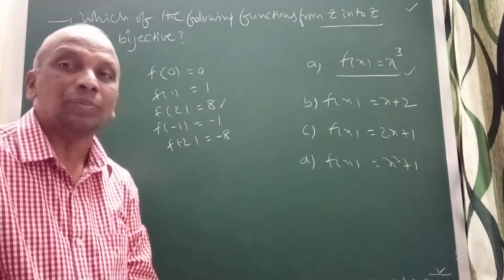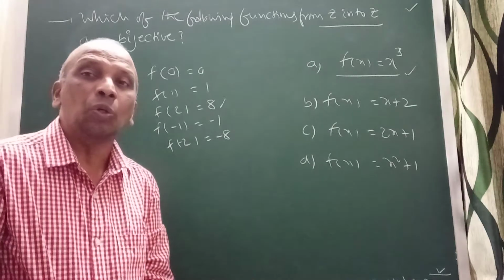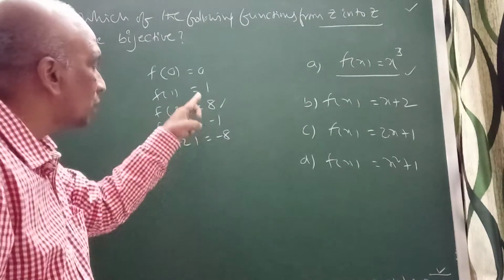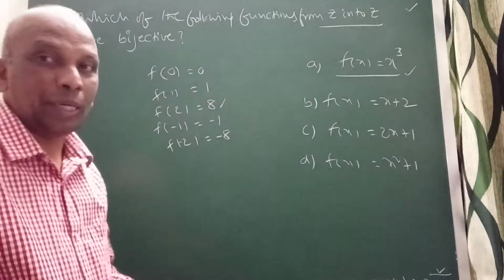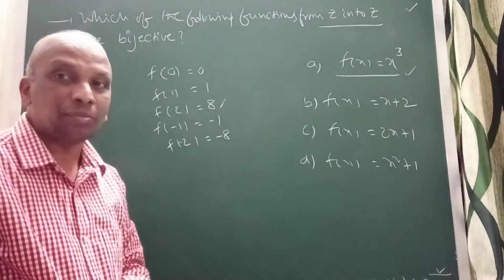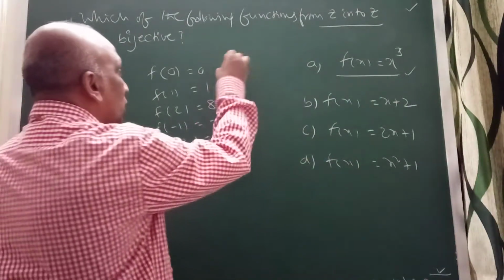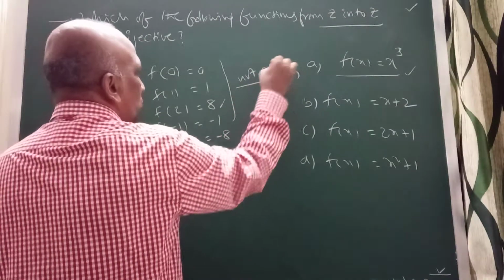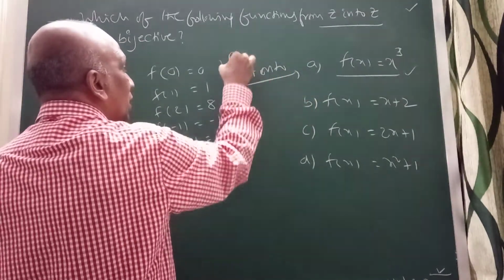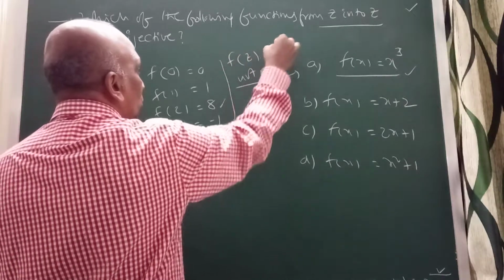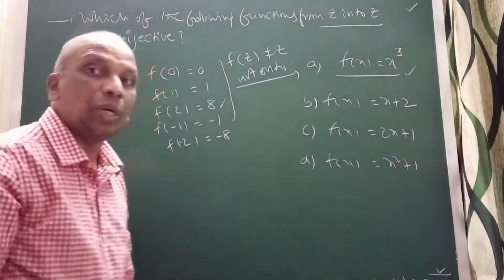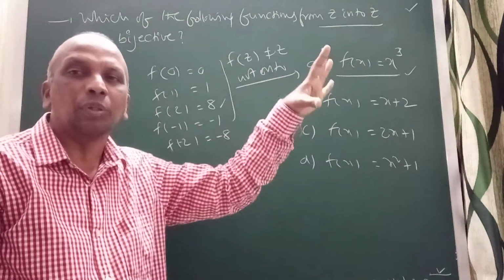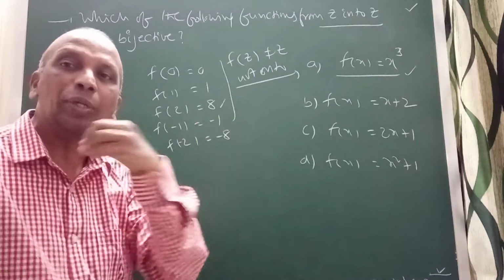Onto means the range is equal to the codomain. If the range is equal to the codomain, that is an onto function. You can see here, in the codomain, 2 doesn't have a pre-image, so it is not onto, right? The function I am talking about, this one, is not onto. The reason is that the range f of Z is not equal to Z. 2 doesn't have a pre-image, so it is not onto.